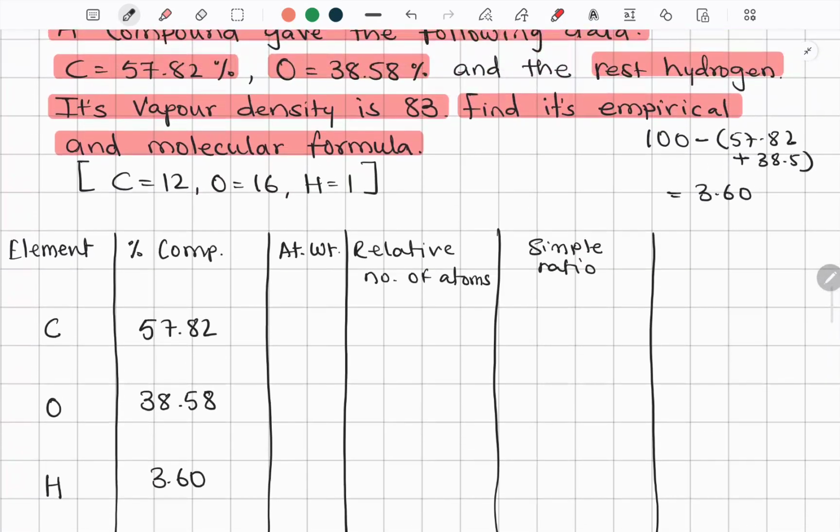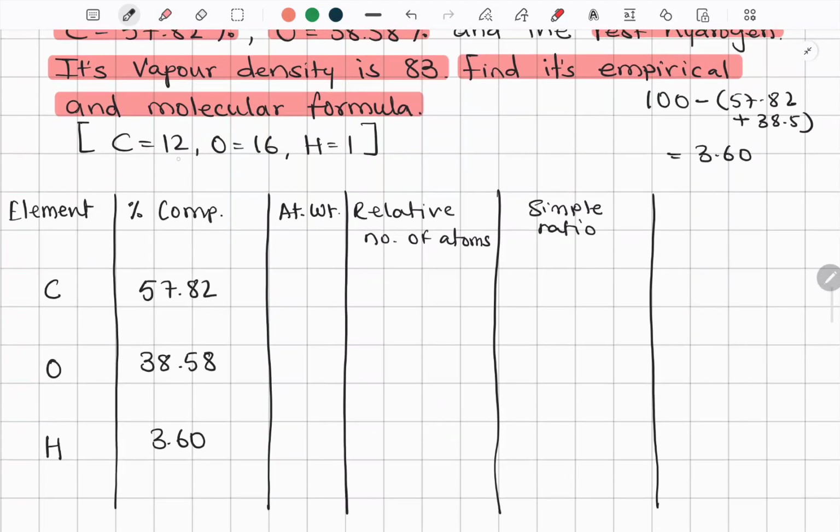Now the third part is the atomic weight. The atomic weights are given as 12, 16 and 1. So we write down carbon is 12, oxygen is 16, hydrogen is 1. Perfect.